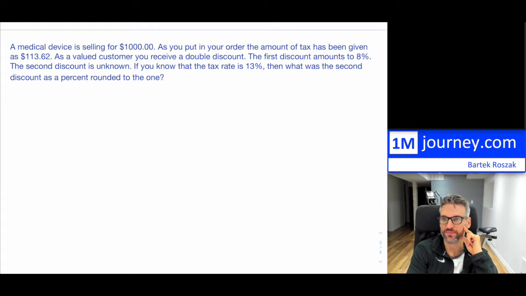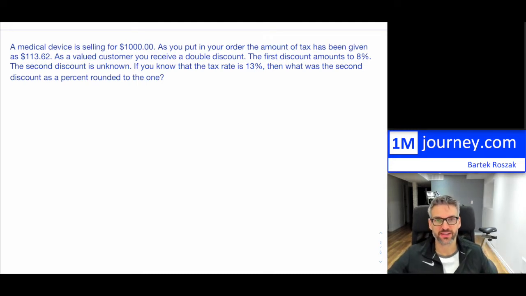Now let's see. It says as a valued customer, you receive a double discount. The first discount amounts to 8%, and the second discount is unknown. If you know that the tax rate is 13%, then what was the second discount as a percent rounded to the nearest tenth? Okay, so interesting.